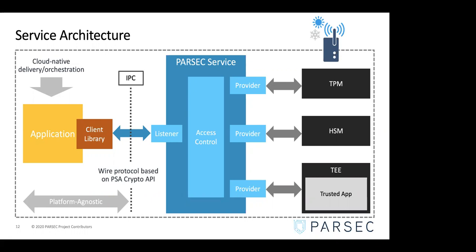Those backend modules, we call them providers, and this is where you load in all of your platform specific knowledge and isolate that knowledge. So the providers are where we would have code that specifically knows how to talk to, say, a TPM or an HSM. And then over on the left, over on the application side of the wire, we have our client library, which understands how to talk to the Parsec wire protocol. The application itself doesn't need to know those details.